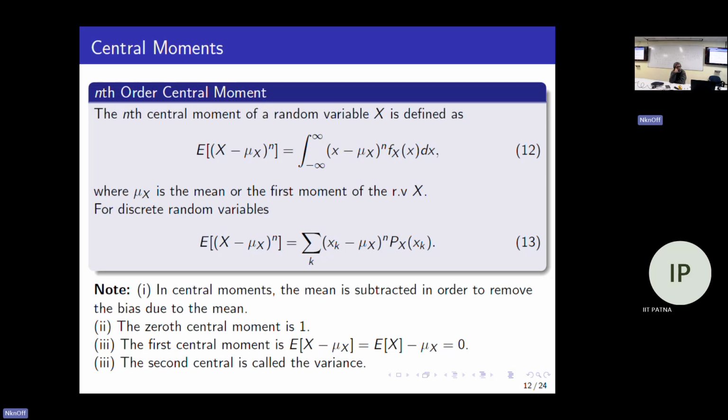And zeroth central moment is 1. First central moment is E of x minus mu x, which equals 0. And the second central moment is called variance. And we have third central moment and fourth central moment as well.